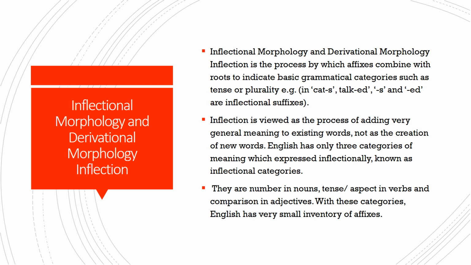English has only three categories of meaning which are expressed inflectionally, known as inflectional categories. They are number in nouns, tense and aspect in verbs, and comparison in adjectives. With these categories, English has a very small inventory of affixes.